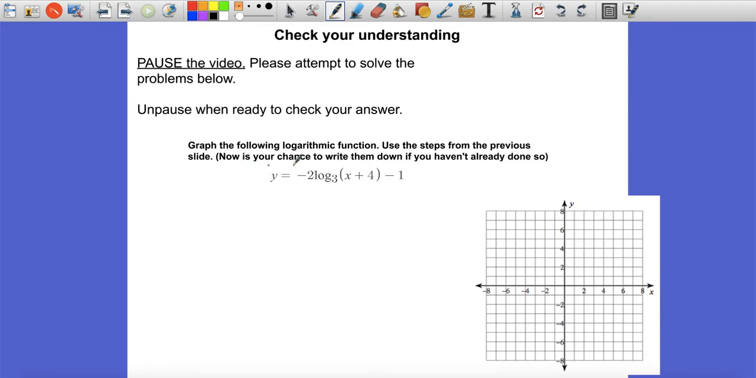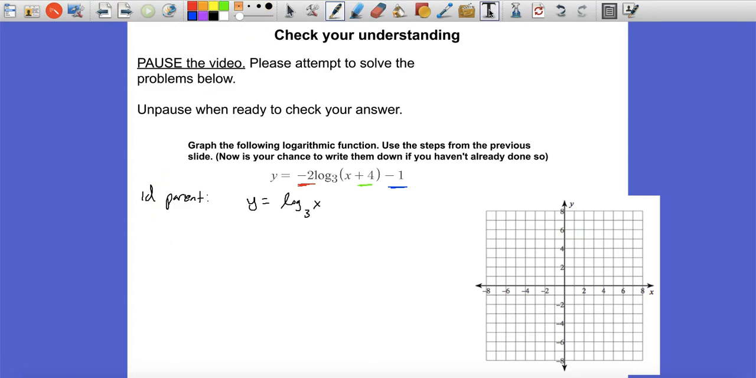Okay, so we're graphing the logarithmic function. Use the steps from the previous slide. If you haven't already written them down, you probably should. So here we go. We're starting by identifying our parent function. Our parent function is just y equals log base 3 of x. And we knew that because if we strip away all of the transformations, the a value out front, the +4 inside, and the -1 outside, all that's left is log base 3 of x. So that's our parent function.